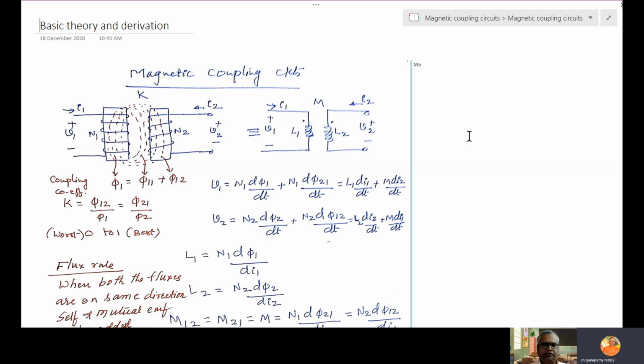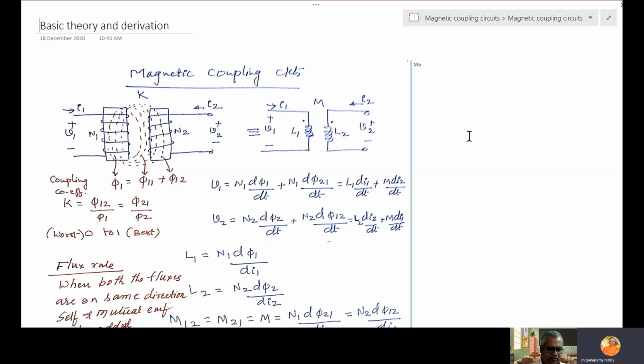First level is magnetic circuit, followed by magnetic coupling circuit. But we are studying in reverse: magnetic coupling circuit first, then magnetic circuit. Any order we can study, not a big issue. And this topic is based on the inductor principle.